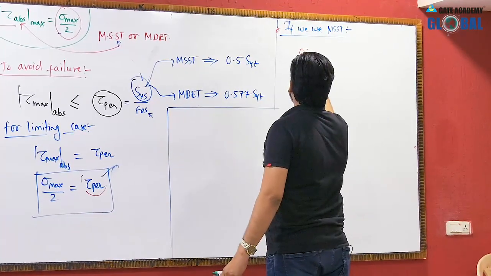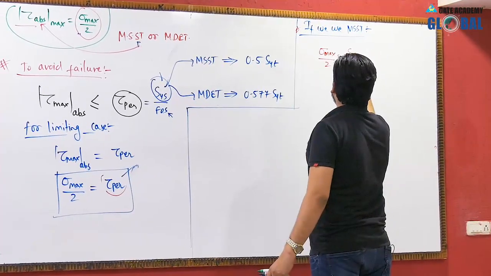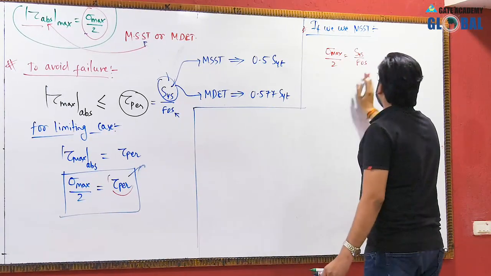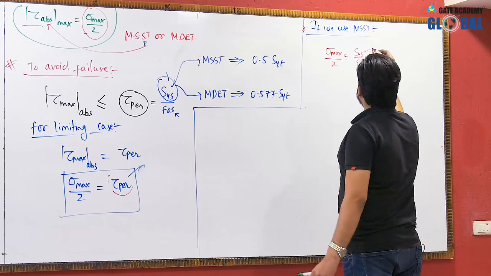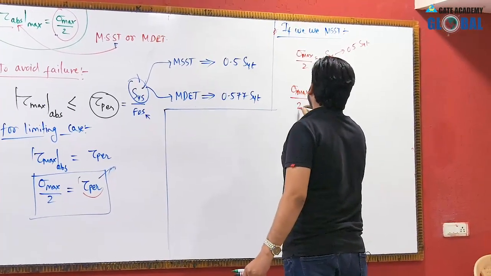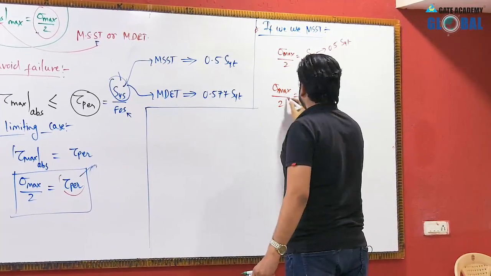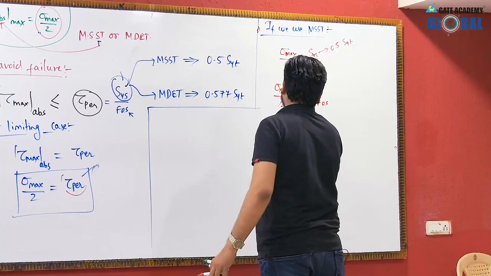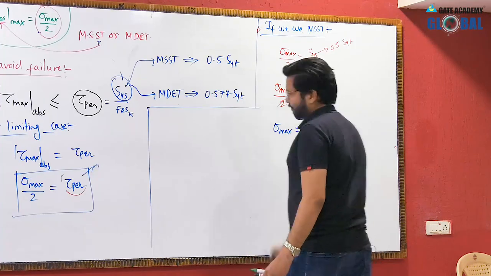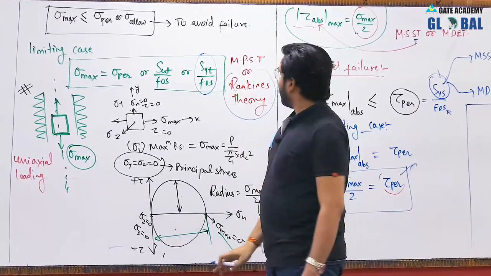So we will write sigma max divided by 2 is equal to SYS divided by factor of safety. Now here, if you are using MSST, this will be 0.5 times SYT. So sigma max divided by 2 is equal to SYT divided by 2 into factor of safety. This will get cancelled, and sigma max will become SYT divided by factor of safety. And this is nothing but the same value which was being used in Rankine's theory.